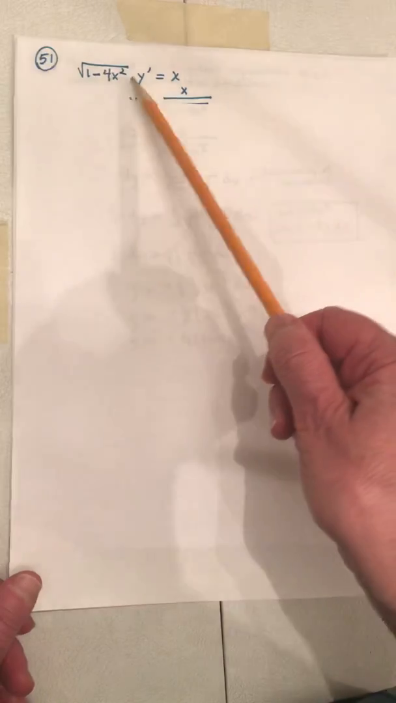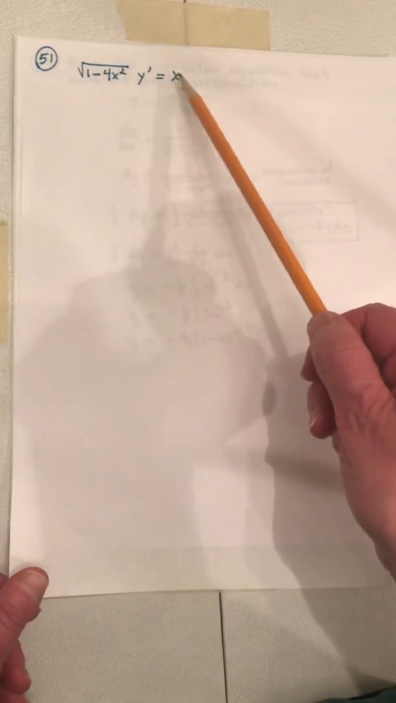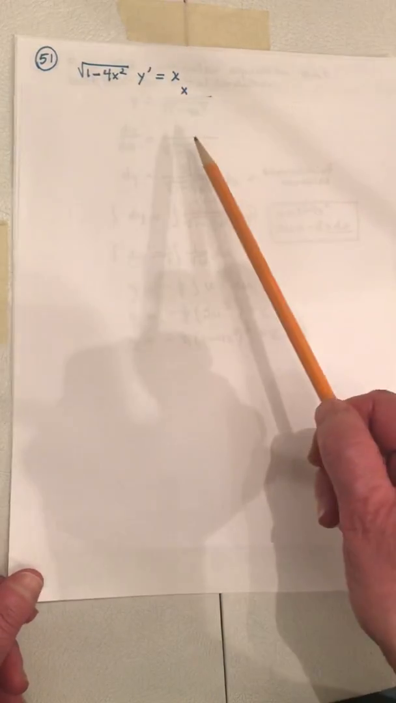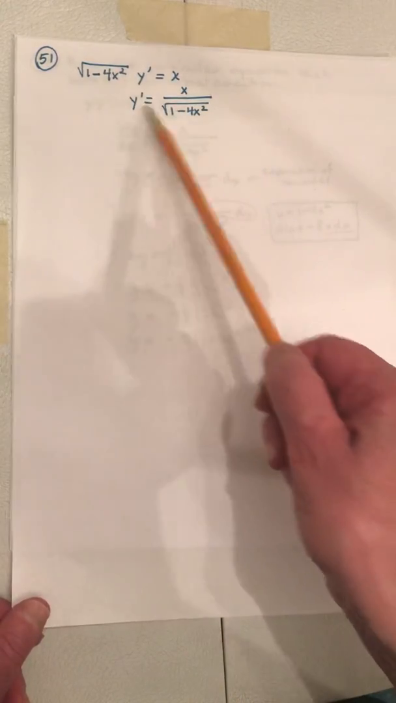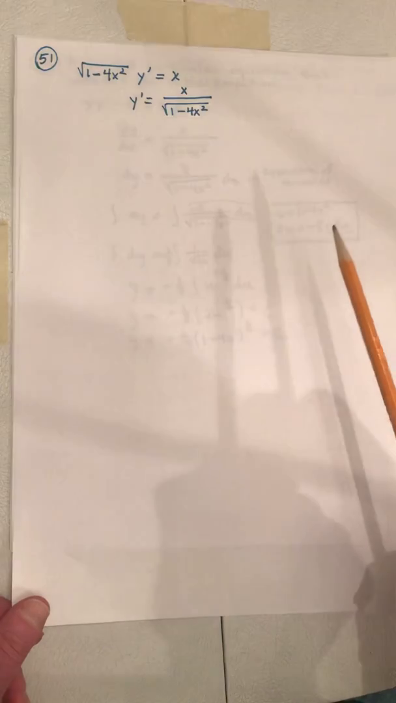So 51, it's the square root of 1 minus 4x squared times y prime equals x. There's our derivative y prime. We'll isolate y prime to start. So we just divide by the square root of 1 minus 4x squared.